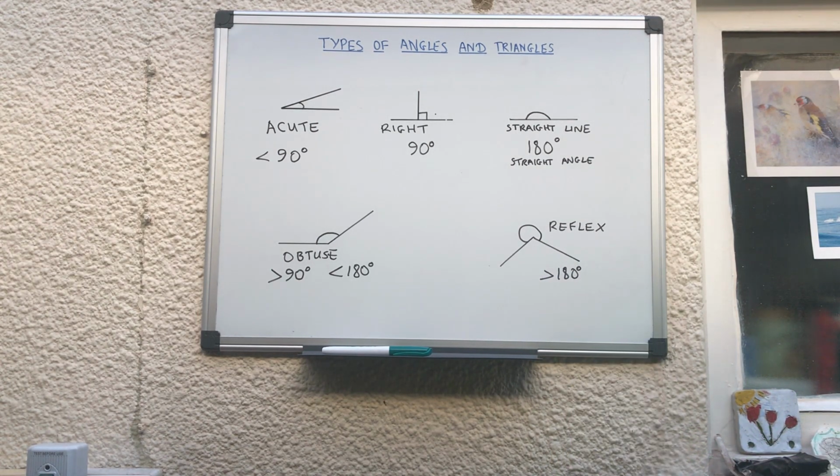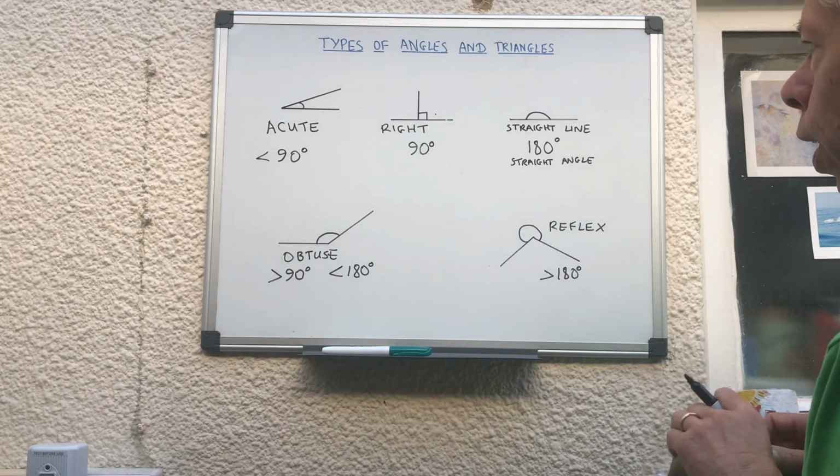Okay, so those are the angles. Try and remember those because we might be testing you on some of those. So we're going to have to rub those out so that we can look at the triangles.